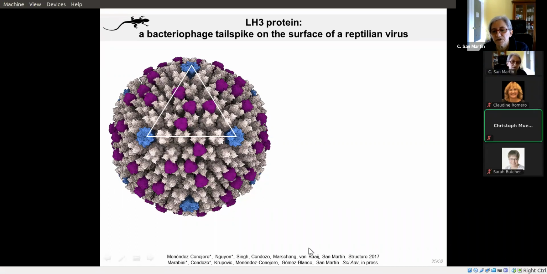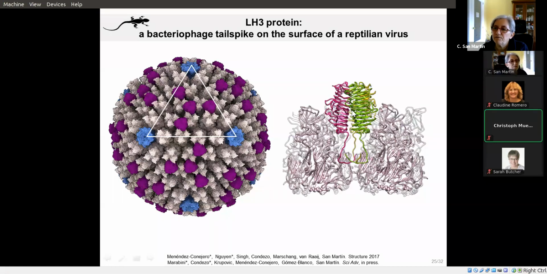Several years ago, in collaboration with Mark van Raaij, we showed that this LH3 protein folds like a trimeric beta helix. This fold is very typical of tail spikes, receptor binding proteins in tail phages. In 2017, we only had the structure for this domain. It was recombinant protein. Now we have the protein in the context of the capsid, and we can see how the beta helix domain connects with the capsid floor by this domain here.